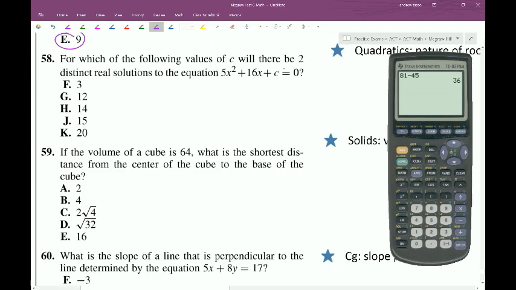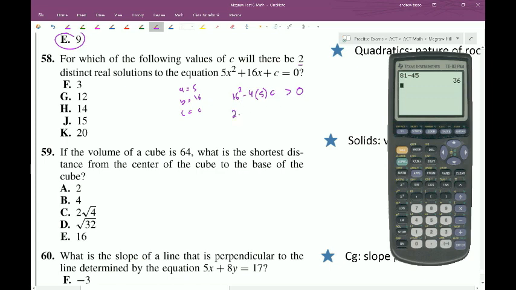For which of the following values of C will there be two distinct real solutions to this? Okay. Well, if we want two solutions, and they're both distinct and real, then we could use the discriminant. So the discriminant is b squared minus 4ac. So let's list out a, b, and c. A is 5, B is 16, C is just C. So b squared would be 16 squared minus 4 times a times c. We'd like for that to be greater than 0, because that would make the two solutions both real.